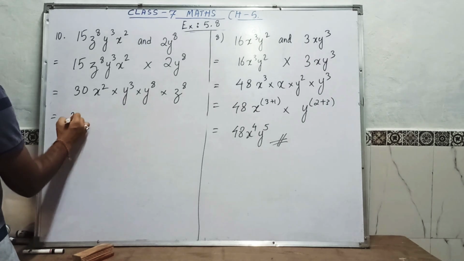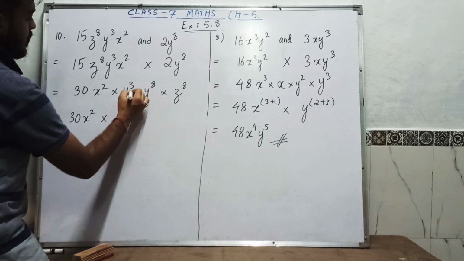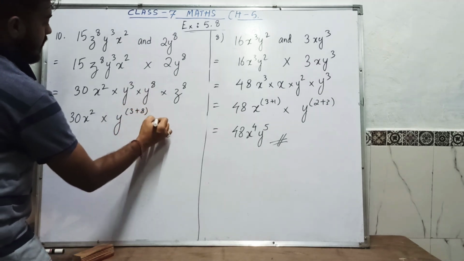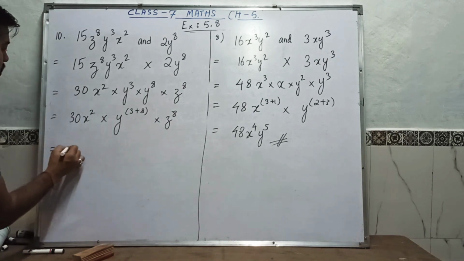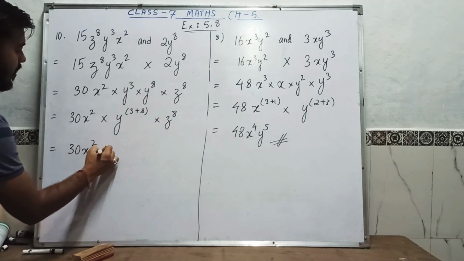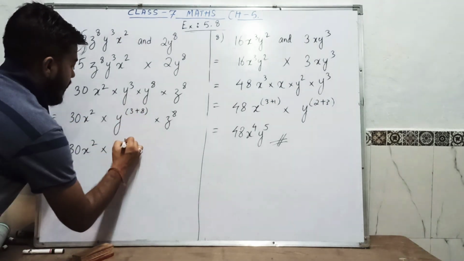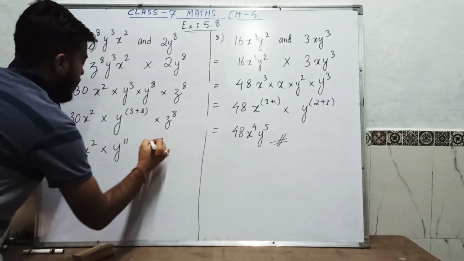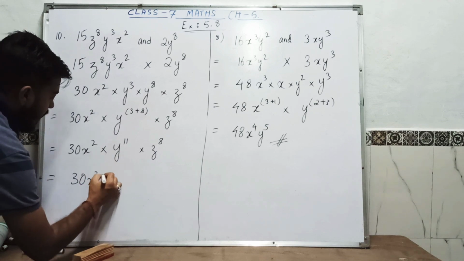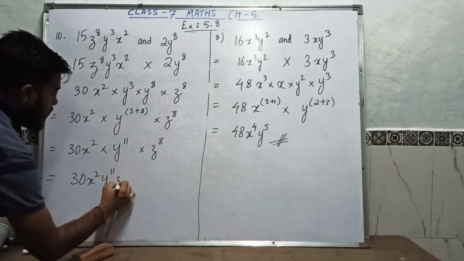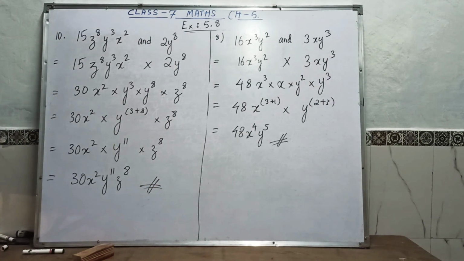Okay. So you will get 30 x square into y, and y is same. So what happens to the power? 3 plus 8 into z to the power 8. Clear? So now what you will get? 30x square into y to the power 8 plus 3, 11 into z to the power 8. Now you write them together. 30x square y to the power 11 z to the power 8. And so this completes your chapter 5.8.